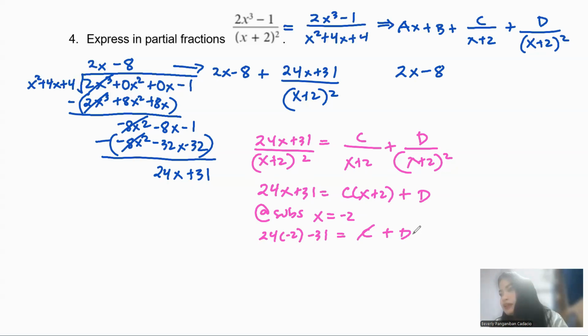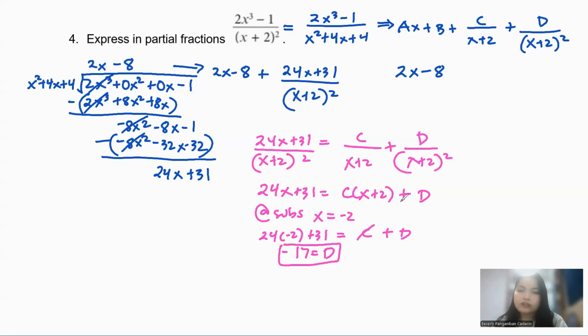And let's check that. So 24 times, this one is negative 48. Okay, negative 48. So that will be negative 48 minus, wait a minute. Oh, this one is plus 31. Why did I make that, this is plus 31. So you have negative 48 plus 31. You will have negative 17 here. Negative 17 as your D.